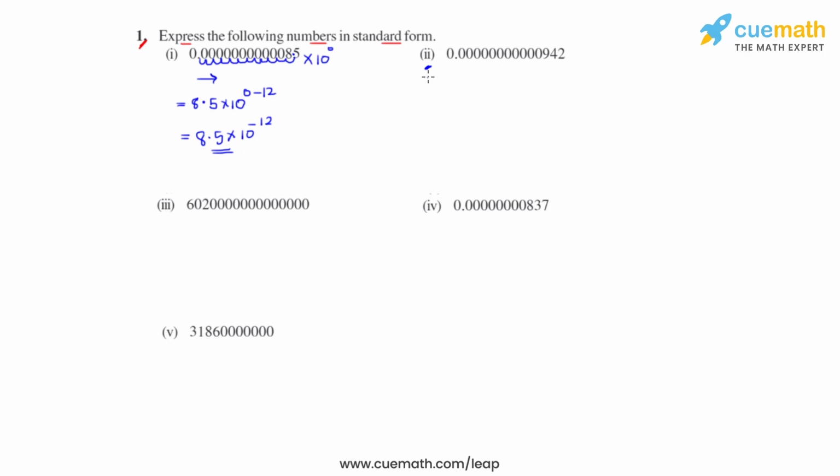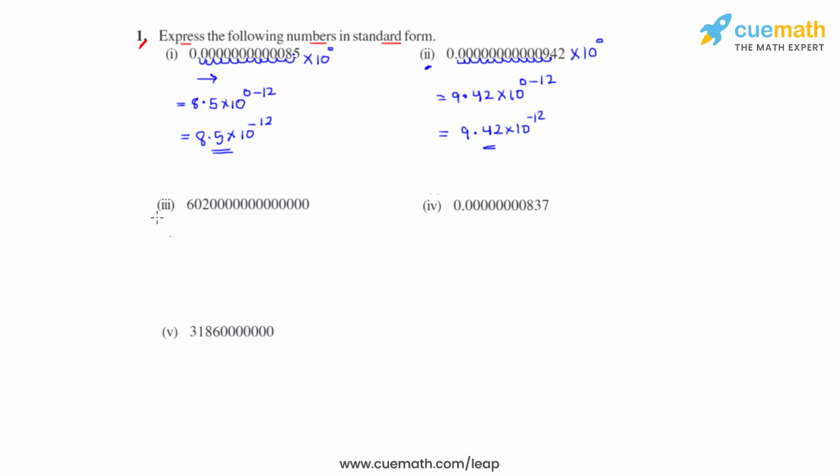Now let's get on to the second bit. In this bit, we have to get the decimal point between 9 and 4. So we first multiply it with 10 raised to 0. Now let's count how many places it is to be moved. 1, 2, 3, 4, 5, 6, 7, 8, 9, 10, 11, 12. So we write it as 9.42 times 10 raised to 0 minus 12, because we moved the decimal towards right, so the power must get subtracted.